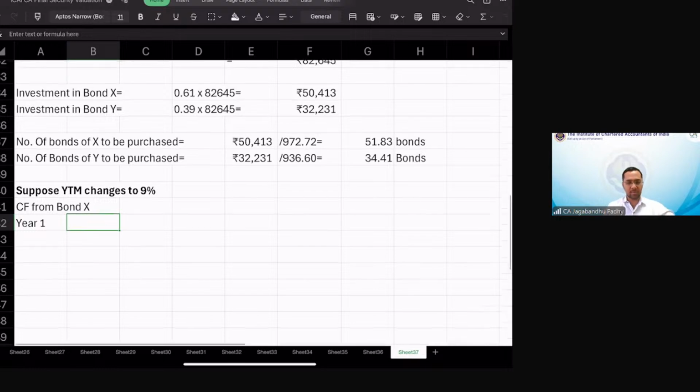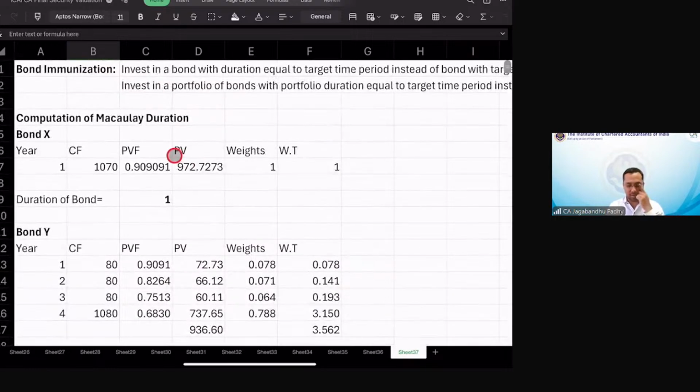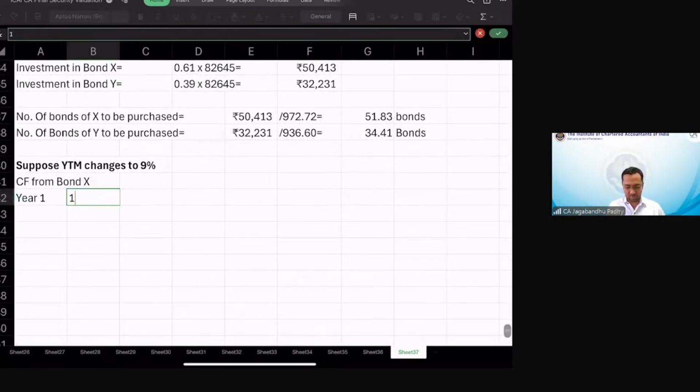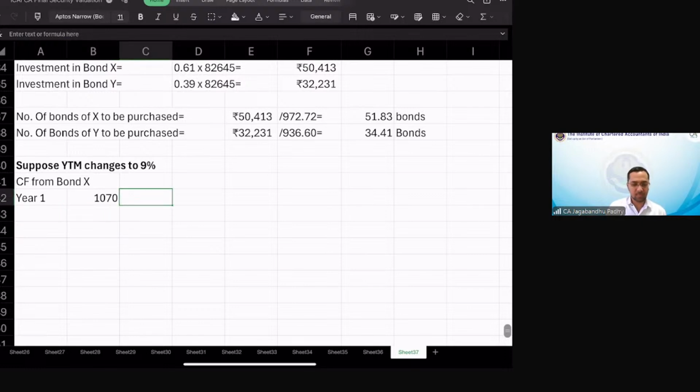What is the amount that we'll receive from bond X in year one? Can I say 1070? We'll be receiving 1070 from bond X. Cash flow from bond X is 1070.